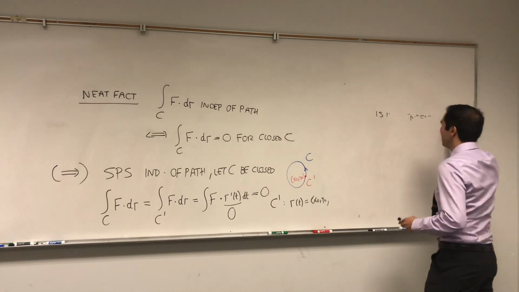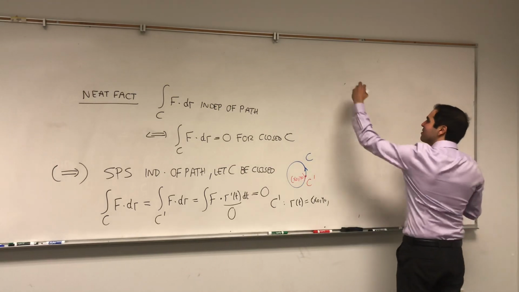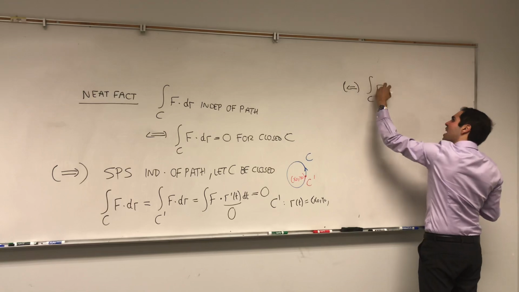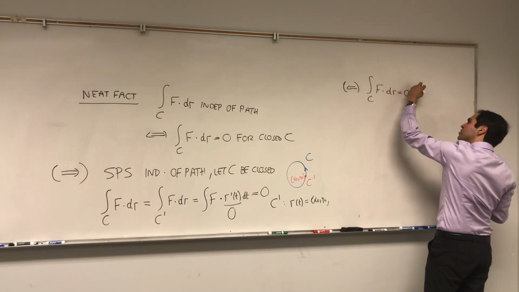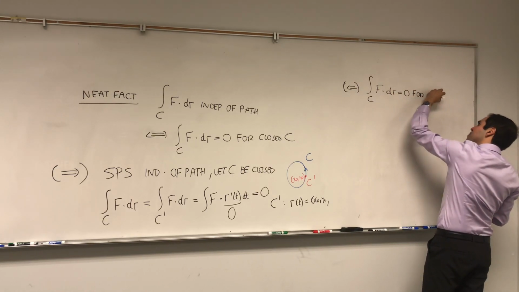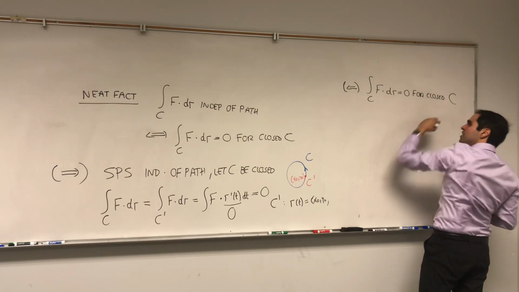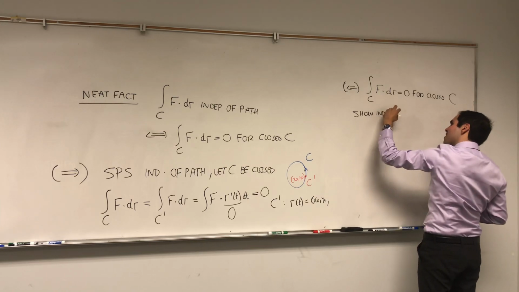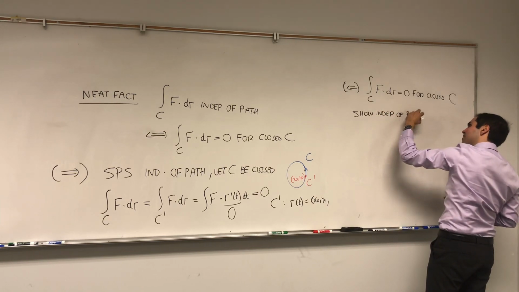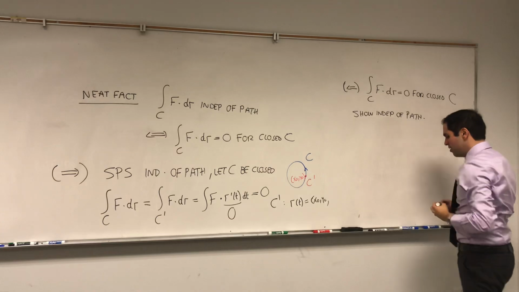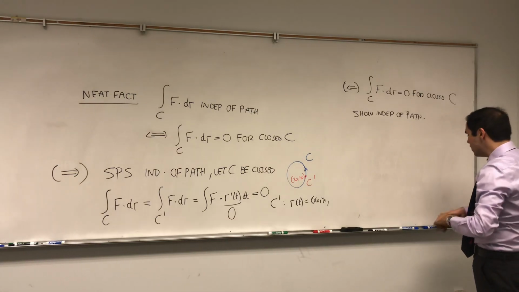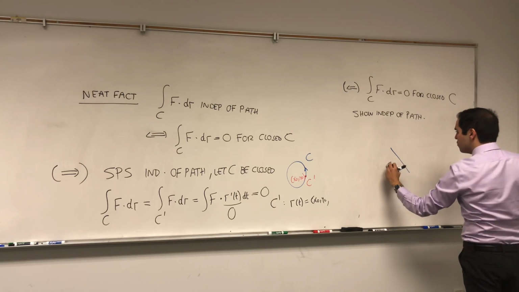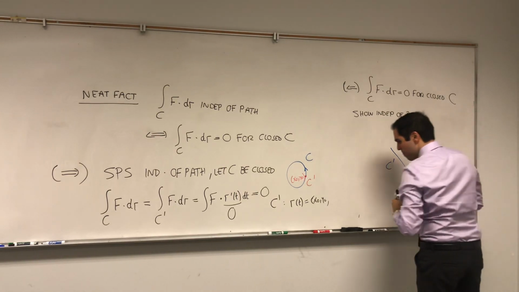The next one, in my opinion, is even cooler. So suppose that f dotted with dr equals 0 for closed C, and show independence of path. So what does it mean to be independent of path? It means, suppose you have two curves, C and C prime.